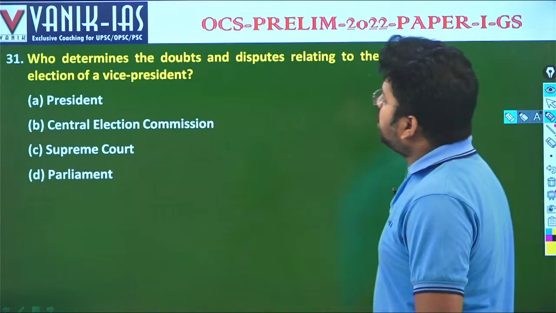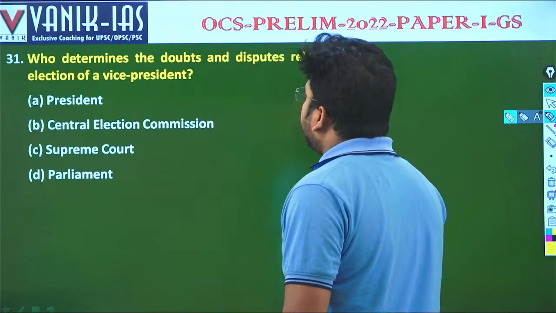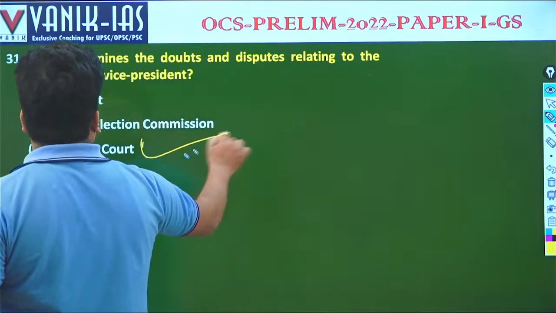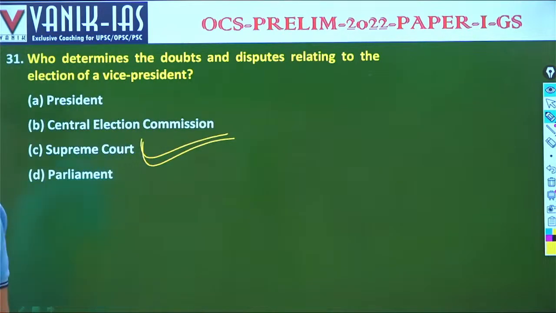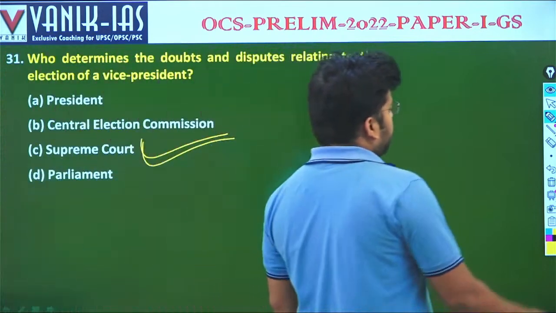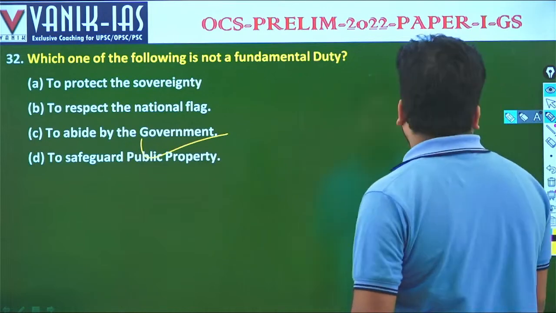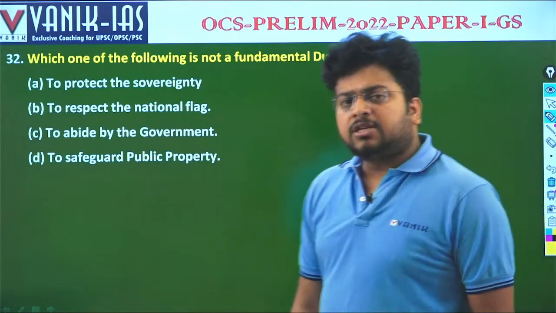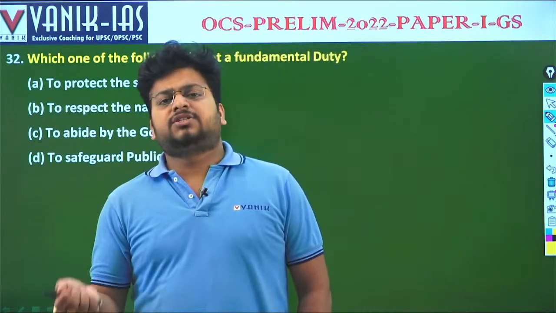Next, who determines the doubts and disputes relating to the election of the Vice President? It is the Supreme Court. Any disputes regarding the election of the President and Vice President will be solved by the Supreme Court itself, not by the Election Commission of India. The conduct of elections under Article 324: the Election Commission of India will conduct the election of the President, Vice President, and the Legislature and the Parliament.